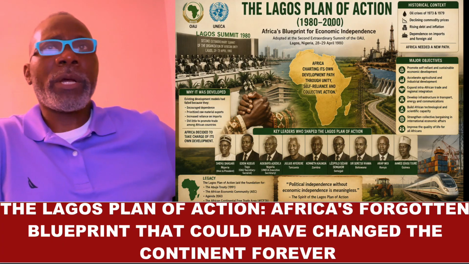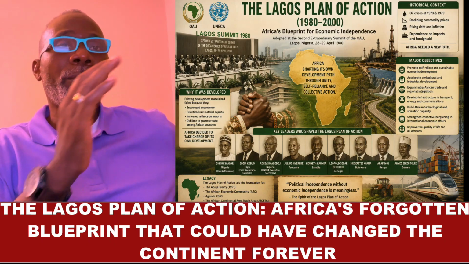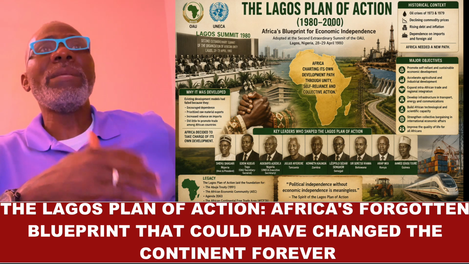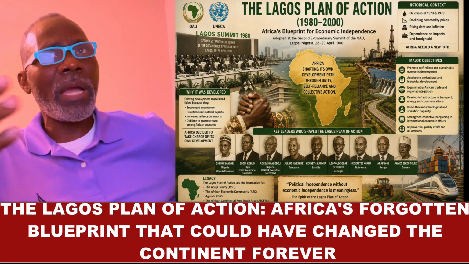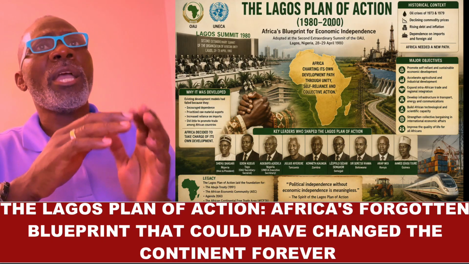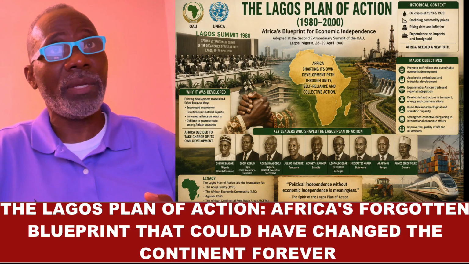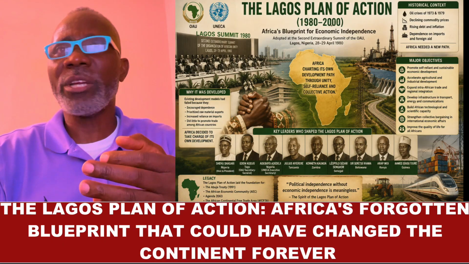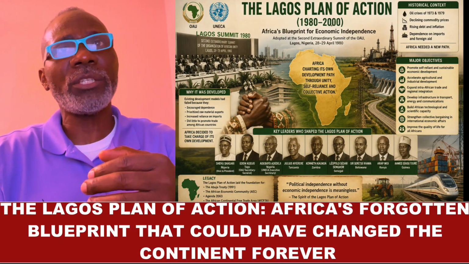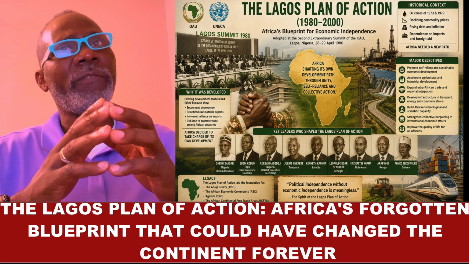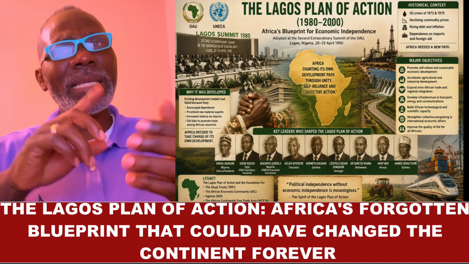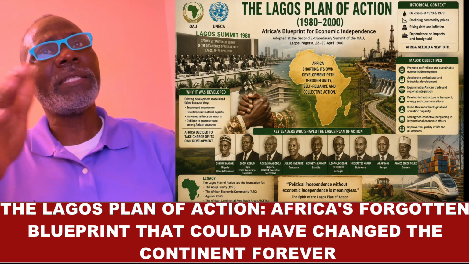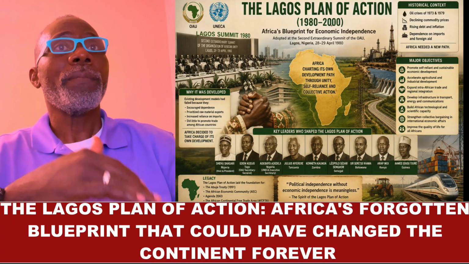Let's look at the historical context of the Lagos Plan of Action. By the late 1970s, most African countries had achieved political independence. However, independence did not bring economic independence. Many African countries remained characterized by heavy dependence on export of raw materials such as cocoa, coffee, copper, cotton, oil, and minerals, limited industrial capacity, dependence on imported manufactured goods, weak transportation and energy infrastructure, high levels of external debt, and heavy reliance on foreign aid. These structural weaknesses left African economies vulnerable to global economic shocks.